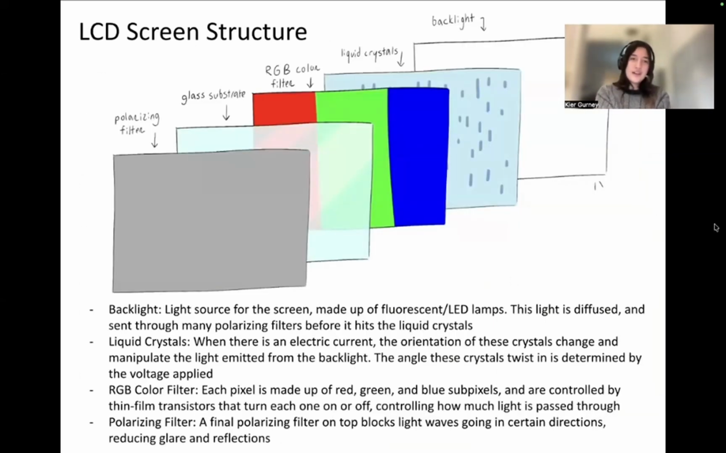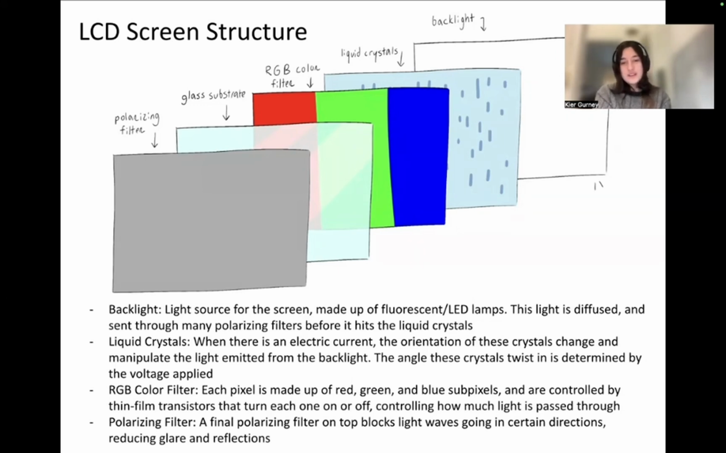This is a diagram of the LCD screen structure with the polarizing filter, which is this gray box at the front, being like the top layer of the screen, and the backlight being the very back of the screen. The backlight is the light source for the screen, and it's made up of fluorescent or LED lamps, depending on the TV. This light is diffused, and it's sent through many polarizing filters before it hits the liquid crystals.